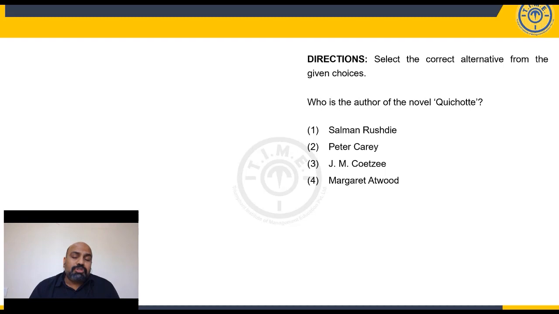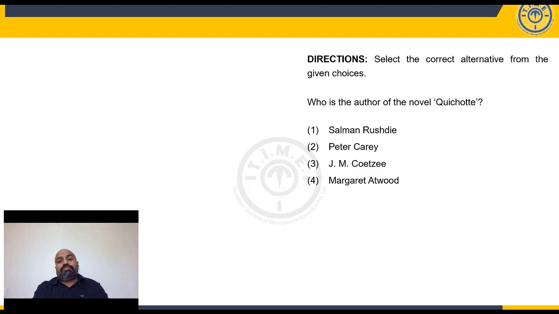Margaret Atwood won the Booker first for her novel, The Blind Assassin. And the second book which got her the prize was published last year. She was one of the two prize winners last year. Last year, she won it for The Testament. T-E-S-T-A-M-E-N-T, The Testament.